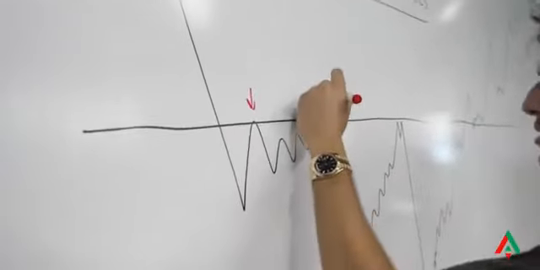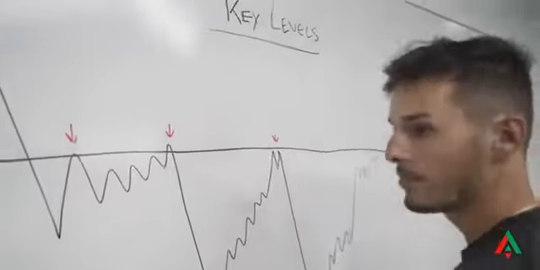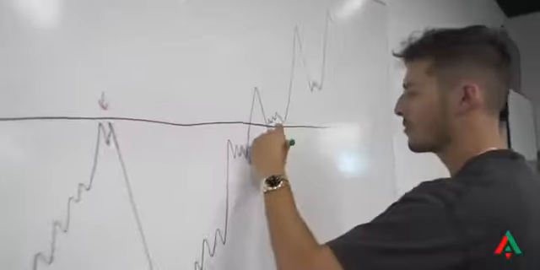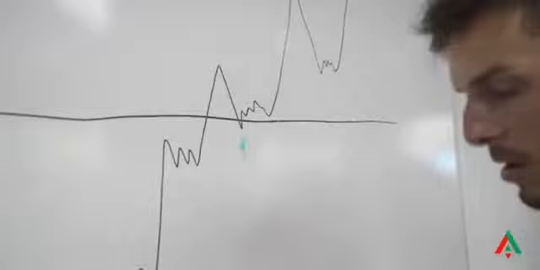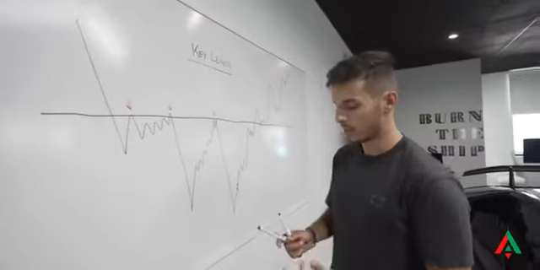Resistance, resistance, resistance, support. So we have 3 areas of resistance and 1 area of support. That's more than enough to qualify this level as something significant.